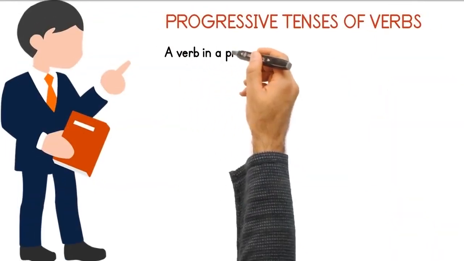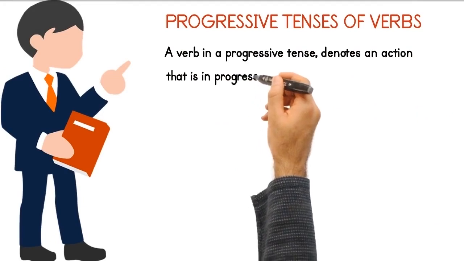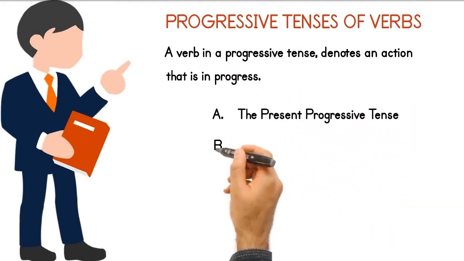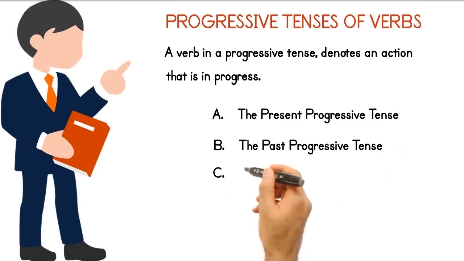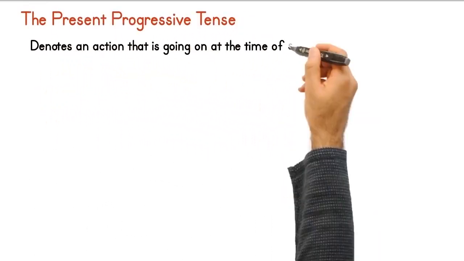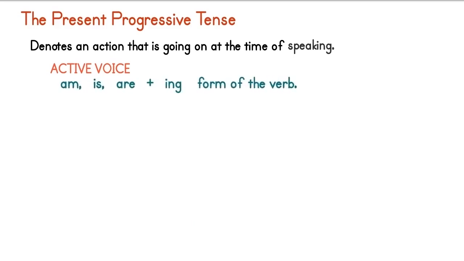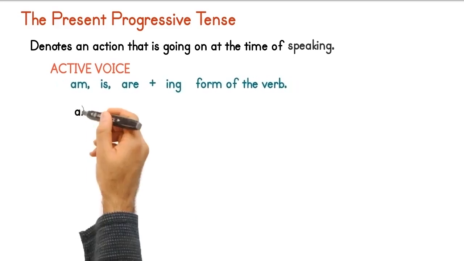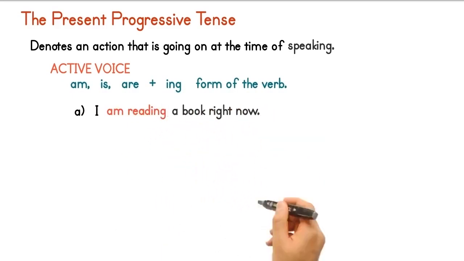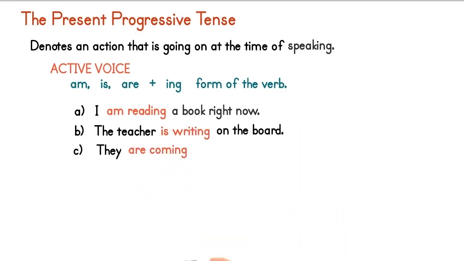Progressive tenses of verbs. A verb in a progressive tense denotes an action that is in progress. Under the progressive tenses, we have the present progressive tense, the past progressive tense, and the future progressive tense. The present progressive tense denotes an action that is going on at the time of speaking. In the active voice, the present progressive tense is formed by prefixing am, is, or are to the -ing form of the verb. Examples: I am reading a book right now. The teacher is writing on the board. They are coming to join us.